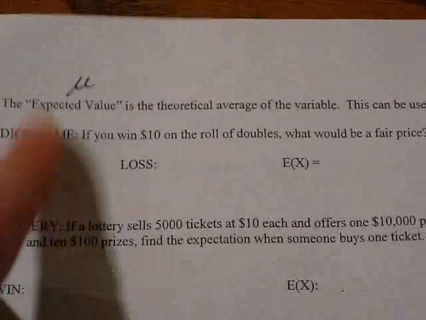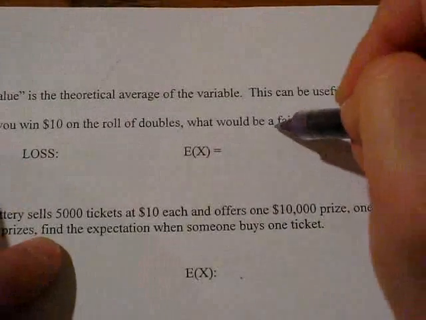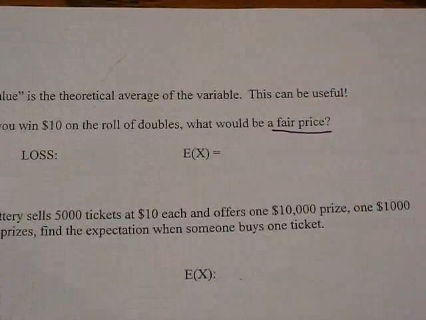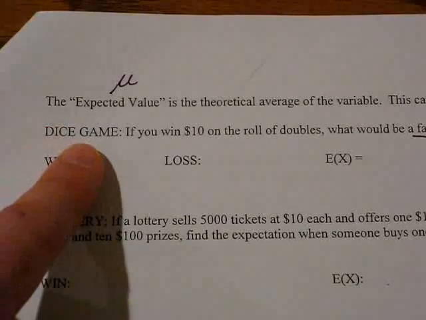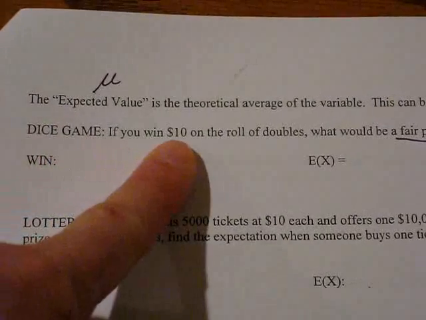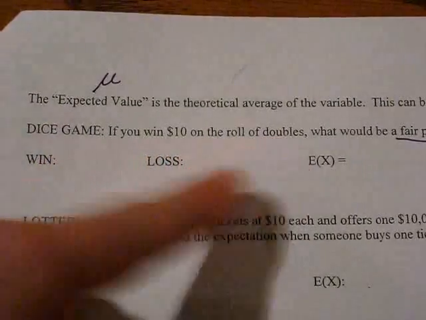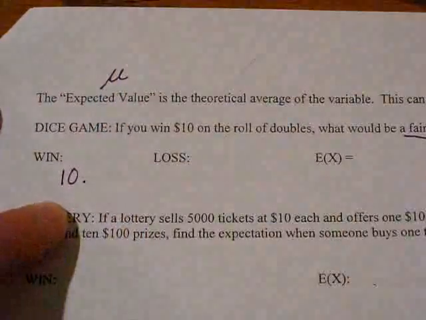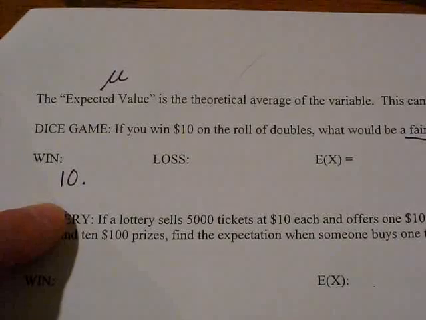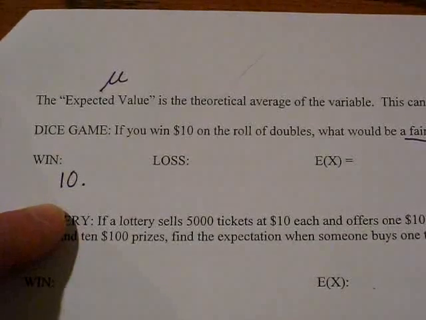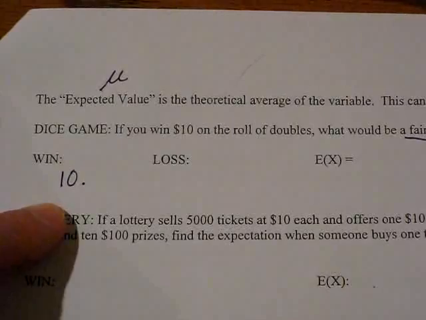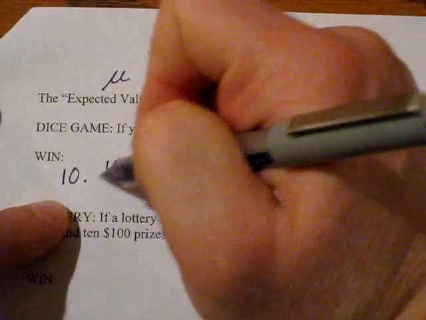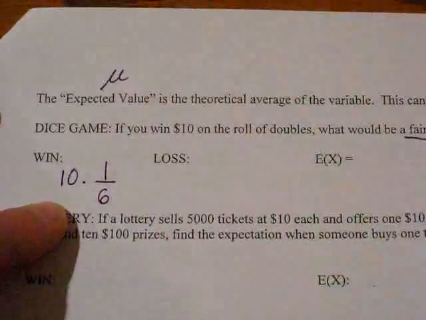Like one thing we're going to do is find something called fair price. And fair price is kind of fun with expected value. So let's make a dice game, and the dice game is going to give you $10 on the roll of doubles. So you're going to win, this is your outcome, $10, and your probability of winning that $10 is going to be the odds of rolling doubles, which is 1/6.